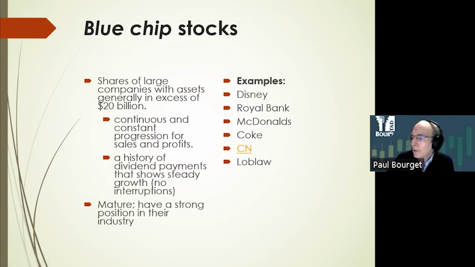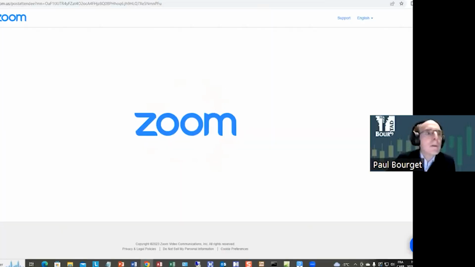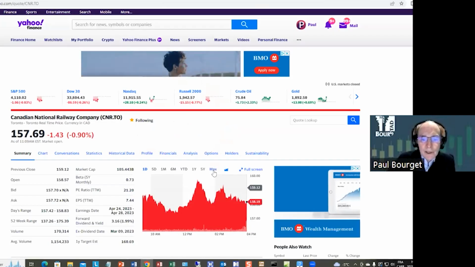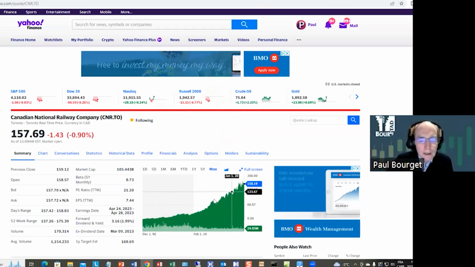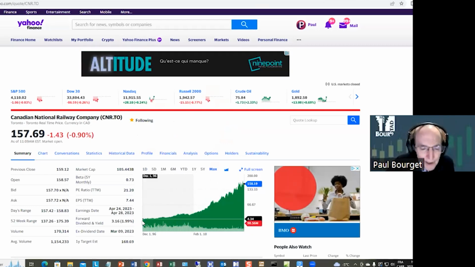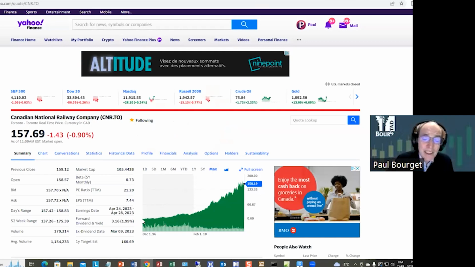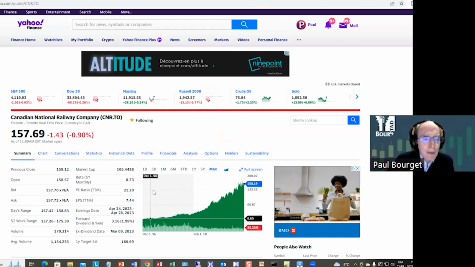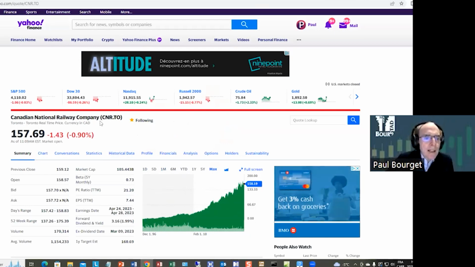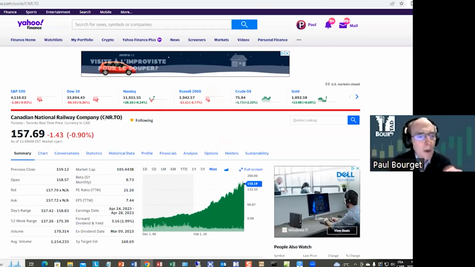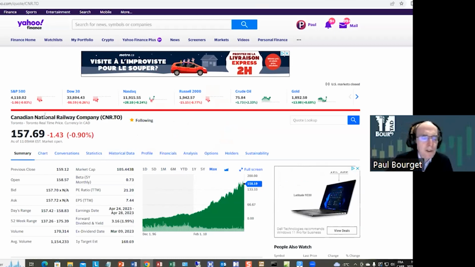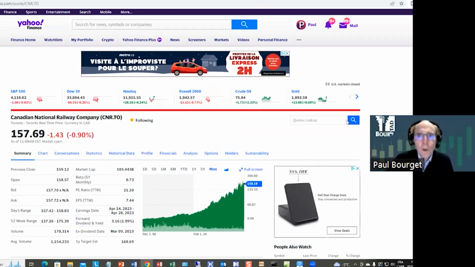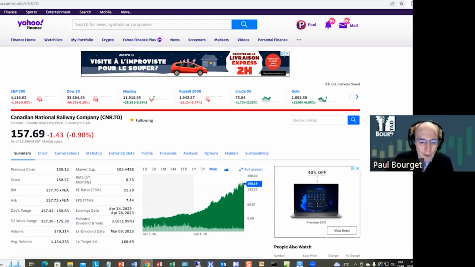Here I can switch to just give a look at CN. We look at the progression of the CN stock along the years. We're starting in 1996. And well, that's very stable. CN is one of the largest railway operators in North America, one of the 5 largest railway operators. So it meets the criteria for being a blue chip.